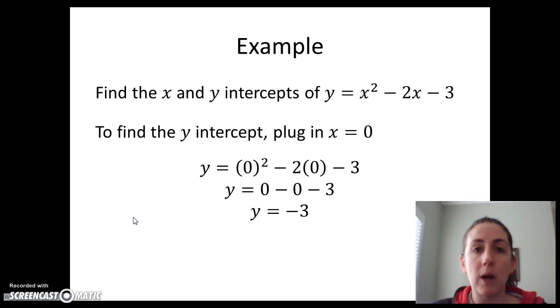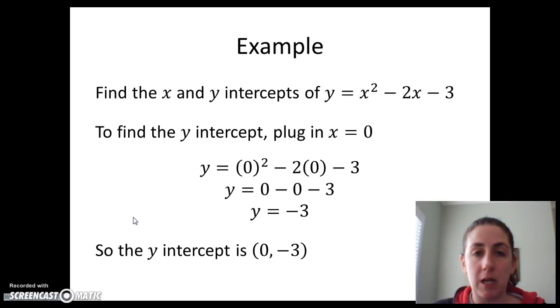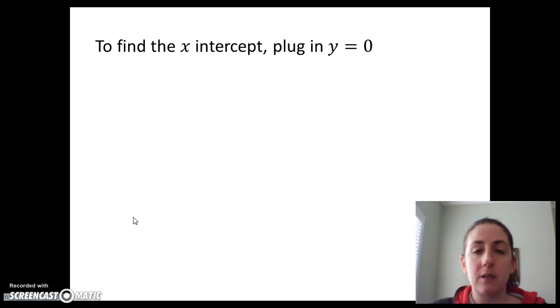Now, intercepts are points, and points are written as ordered pairs, so the y-intercept is the ordered pair 0, negative 3. Now we'll find the x-intercepts. To do that, we'll plug in y equals 0.